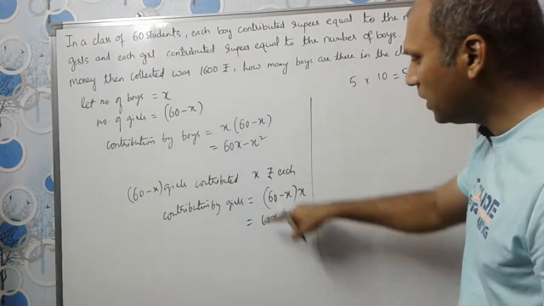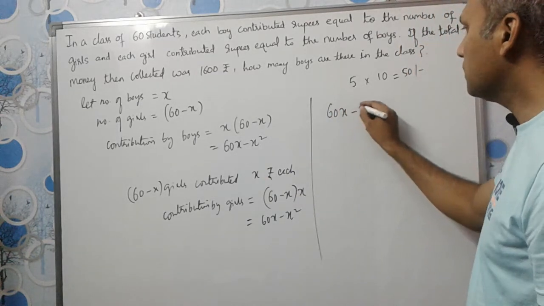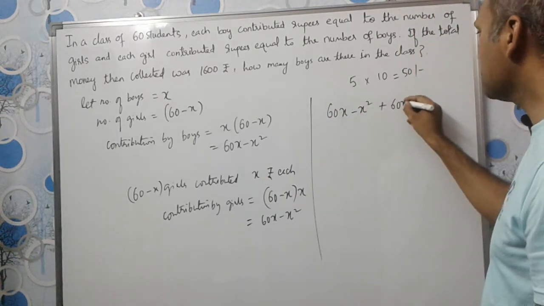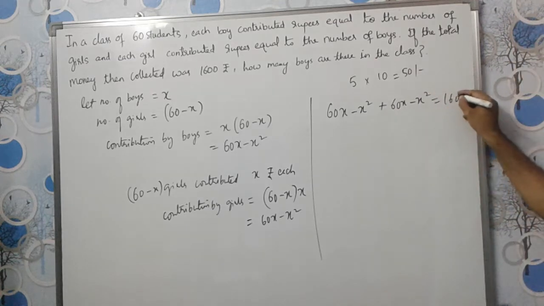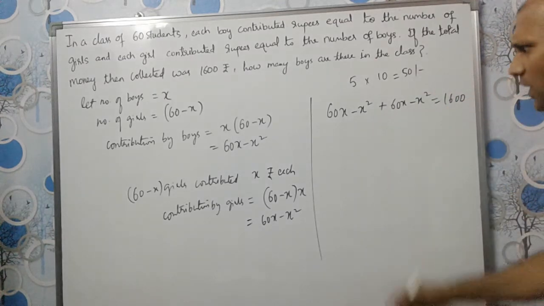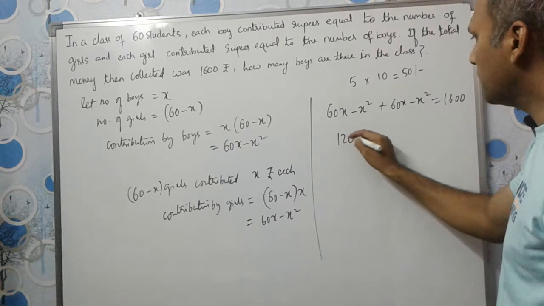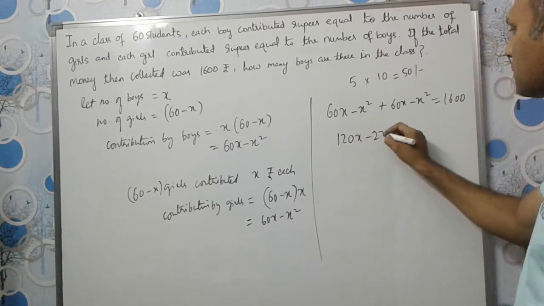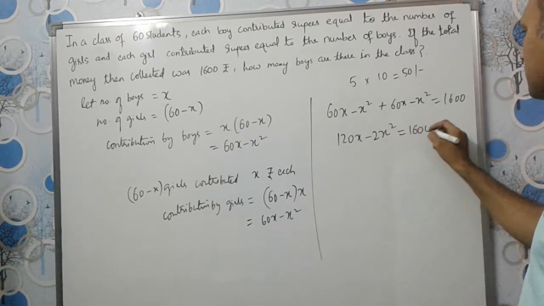So contribution of boys plus contribution of girls is equal to how much? 1600. They contributed equal amounts, right? 60x and 60x is how much? 120x minus x square, minus 2x square, is equal to 1600.